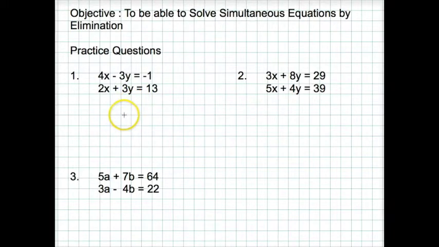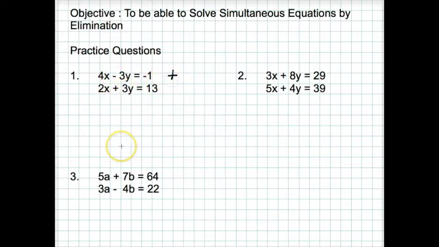The first thing to do when we're using the elimination method is to make either the x's or the y's the same. That's already been done for us on this one because the y's are already the same. There's three of both of them. Then we check the signs in front of them. If the signs are different, which they are, we add the two equations together.